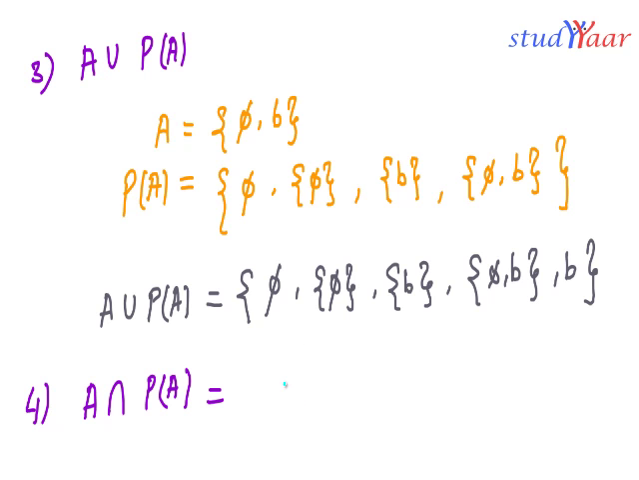So I'm going to write this. Let us use a different color. So this is my intersection of A and power set of A.